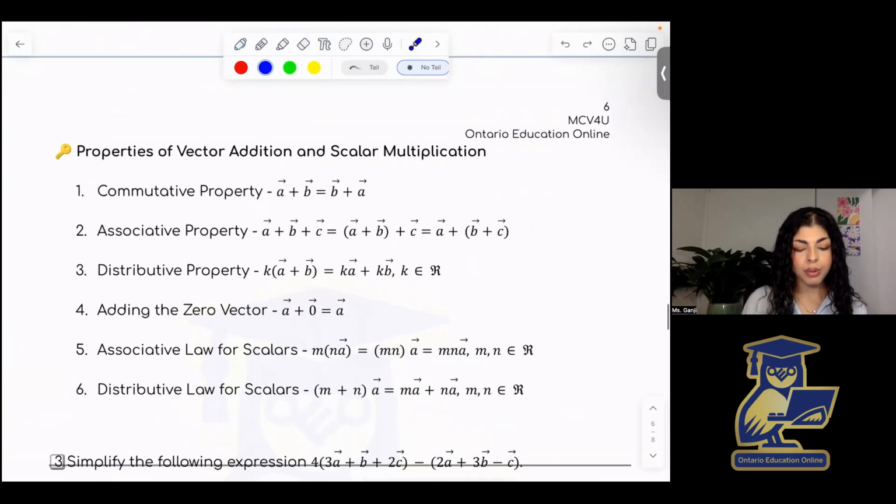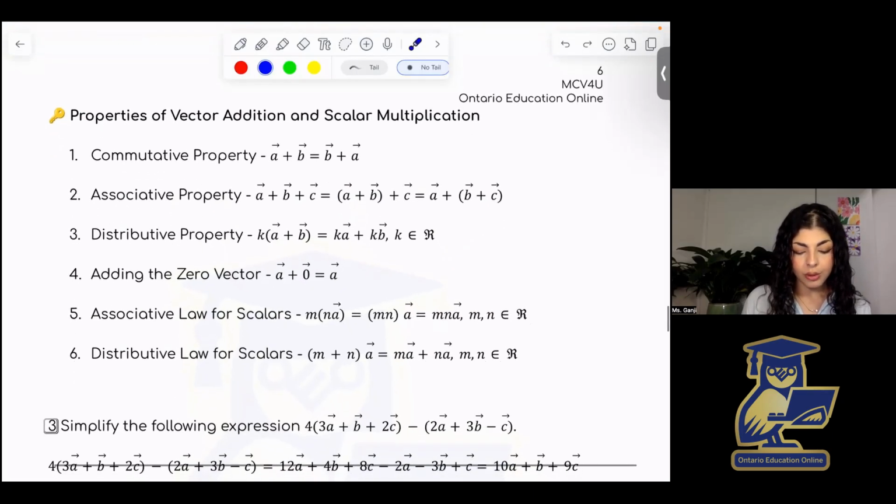Now let's see properties of vector addition and scalar multiplication. We've seen how they work, but now these are all of the properties, and it will be for vectors. It does work differently than integers and real numbers in some of the cases. So we do still have the commutative property, which means that a plus b is the same as b plus a. We also have the associative property, which means that a plus b plus c is the same as if you first evaluate a plus b and then add c, or if you first add b plus c and then add a to the resulting vector of that.